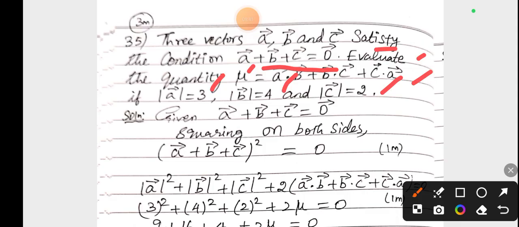What do we want to find there? We want to find A dot B plus B dot C plus C dot A. Simple, you should find mu. So this model we have done even in the book sum. A vector plus B vector plus C vector is 0.